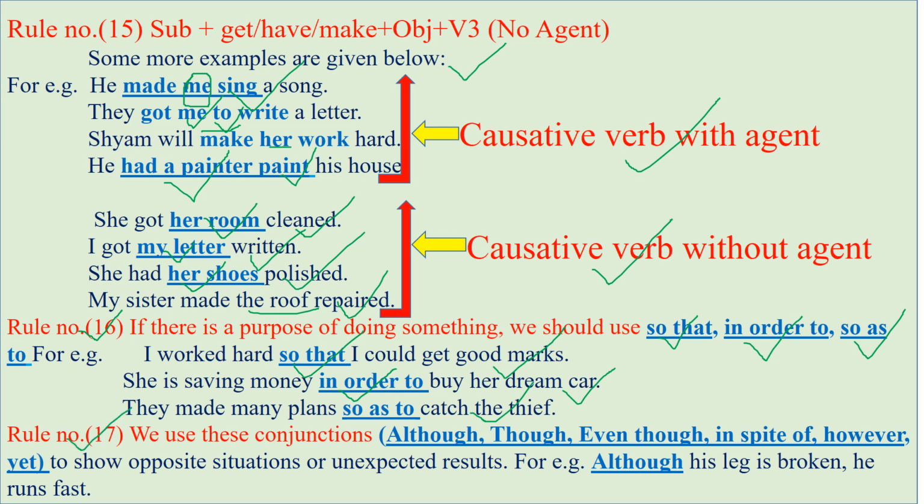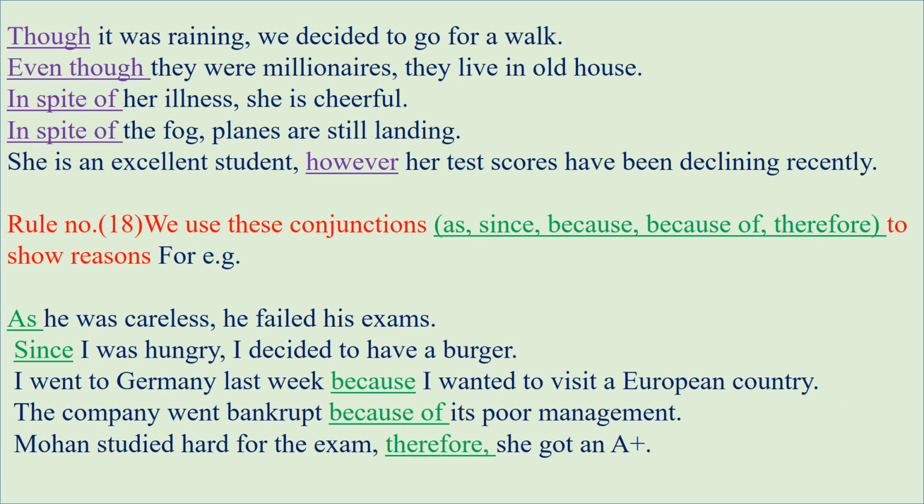Rule number 17. We use these conjunctions, although, though, even though, in spite of, however, to show opposite situations or unexpected results. For example, although his leg is broken, he runs fast. Though it was raining, we decided to go for a walk. Even though they were millionaires, they live in old house. In spite of her illness, she is cheerful. In spite of the fog, planes are still landing.